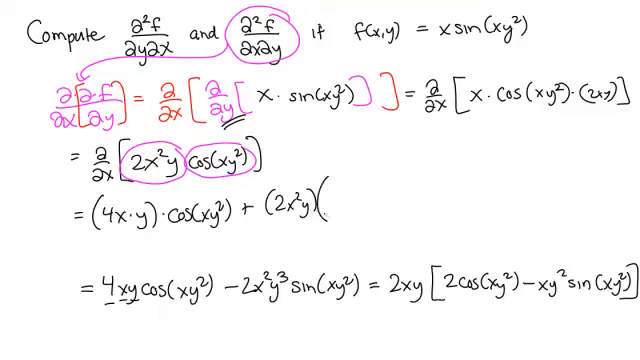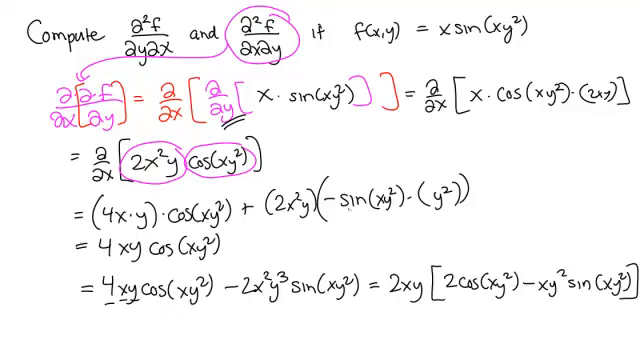The derivative of cosine of blank is negative sine of blank times the derivative of blank. The blank in this case is xy squared. The derivative of xy squared with respect to x is y squared. So if we clean this up, that's going to be 4xy times the cosine of xy squared minus 2x squared y cubed times the sine of xy squared.